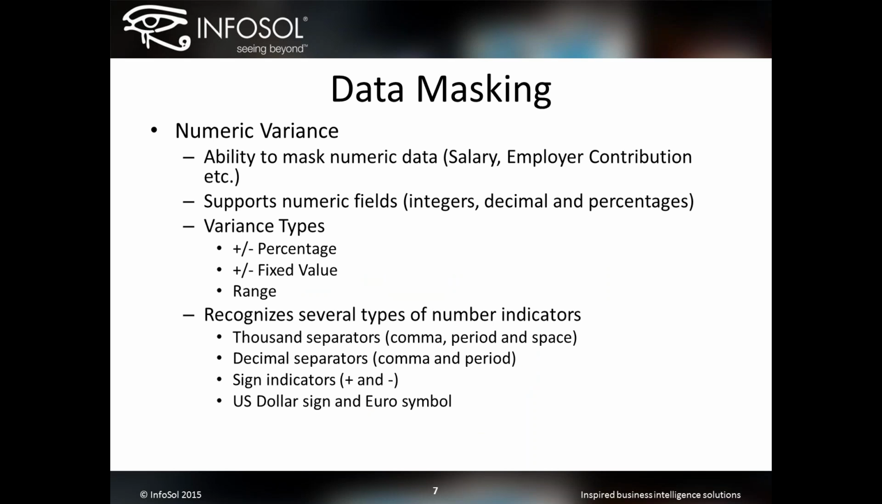So another technique is what we call numeric variance. This is the ability to mask numeric data, like your salary, maybe employee or employer contributions, and so on. This supports all your numeric fields: integers, decimals, percentages. What you're going to end up doing is providing some type of variance. This could be a plus or minus percentage, a fixed value, or a range of values.